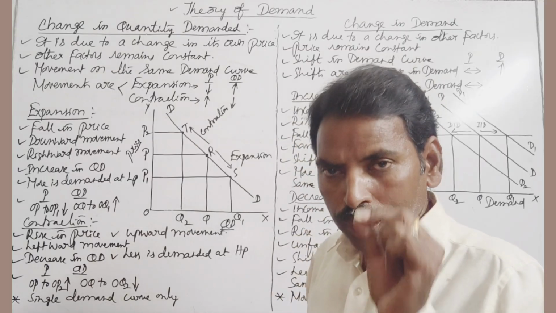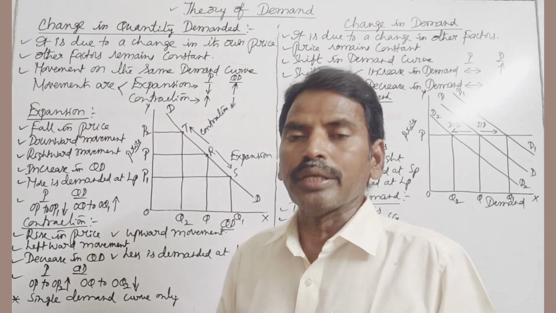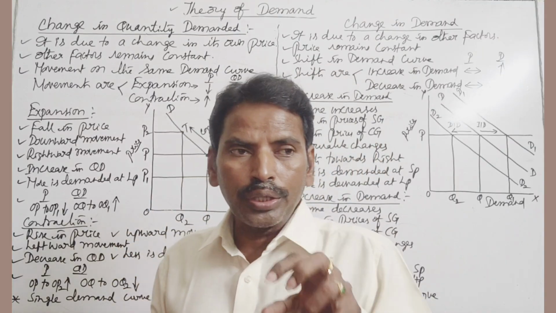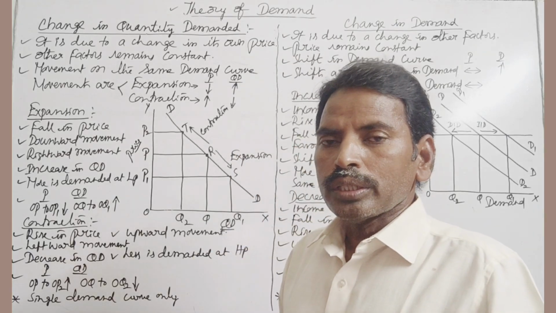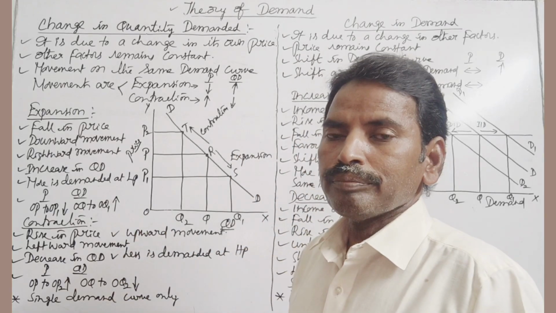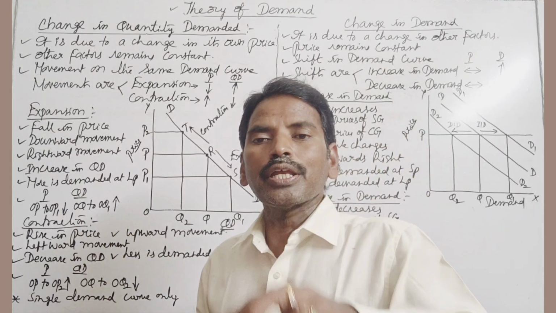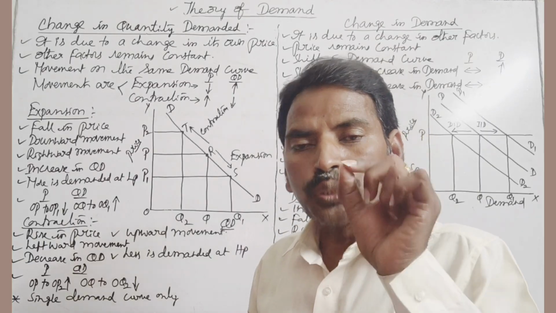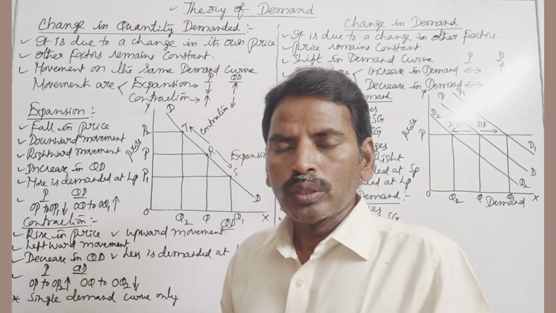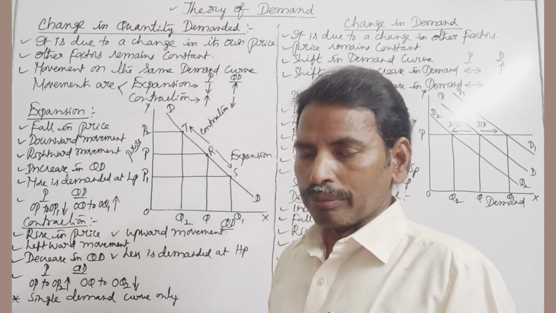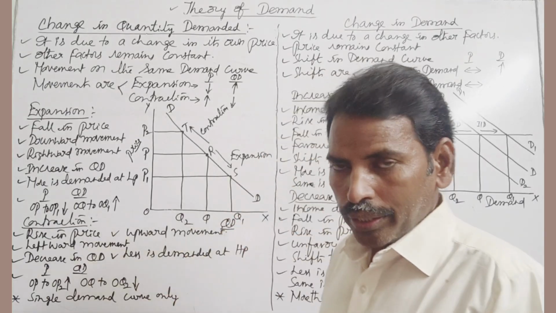Change in quantity demanded is due to a change in its own price of the commodity, other factors remaining constant. That means ceteris paribus. This is known as change in quantity demanded. It results in movements on the same demand curve.